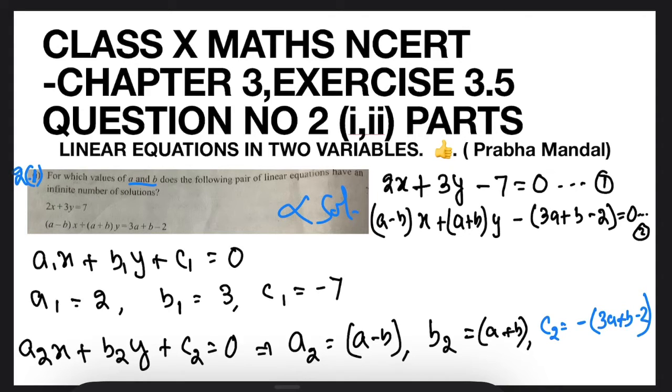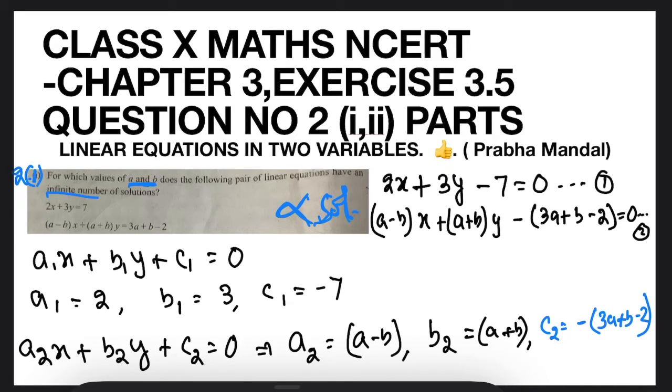first and second part of class 10th, that is from NCERT maths book. What is the question saying? For which values of a and b, we have to find the values, so that the equations have an infinite number of solutions. For that, we have to find the ratios a1 upon a2, b1 upon b2 and c1 upon c2.